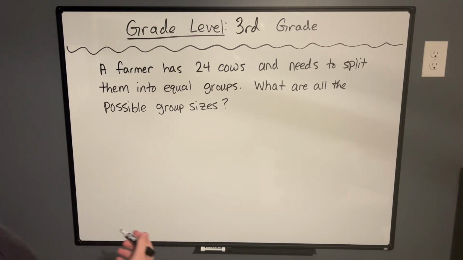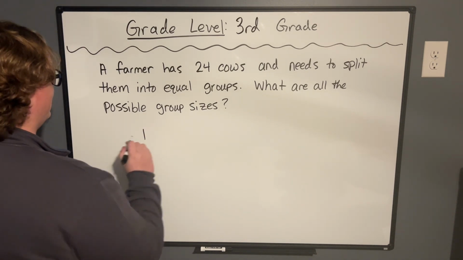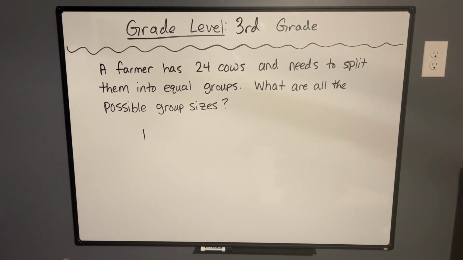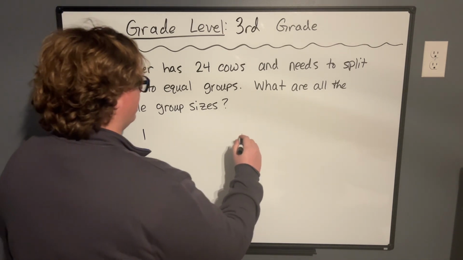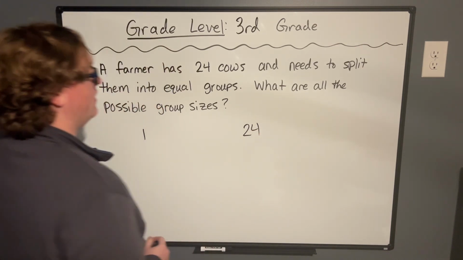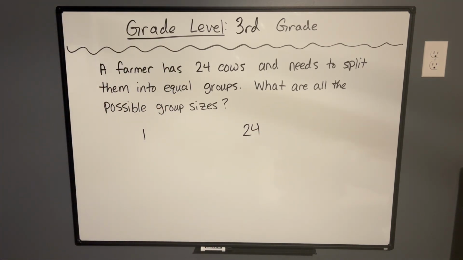So the easy group size would be 1, right? We could have 1 cow in every group, right? And that would be an even number of groups. We could also have one big group of 24, right? That's an option as well, because if we just have one group, we just put all the cows in the one group. So now we want to think about the numbers in between and what can we divide those by?